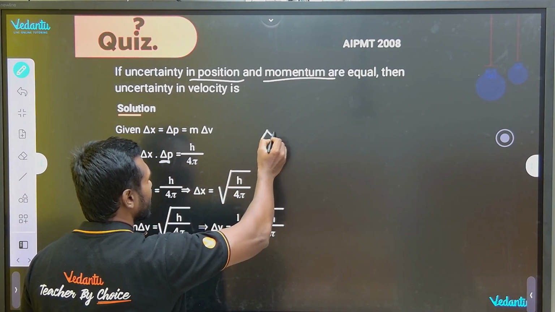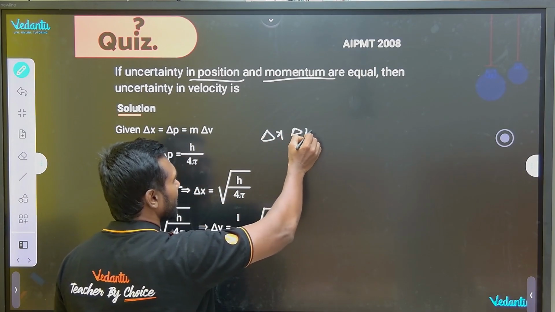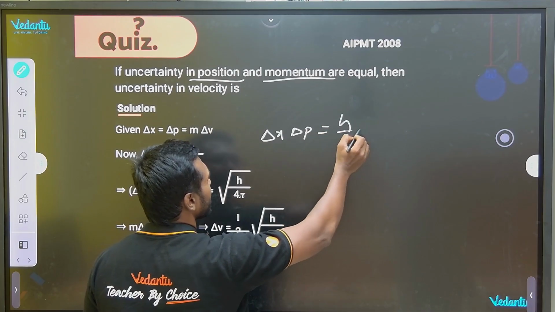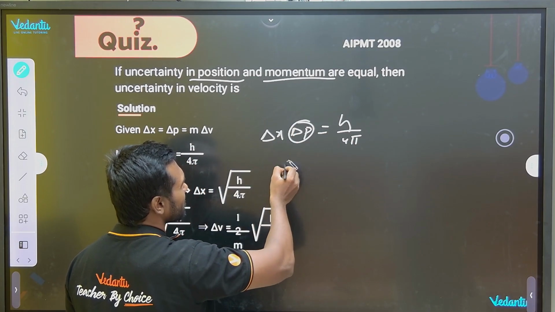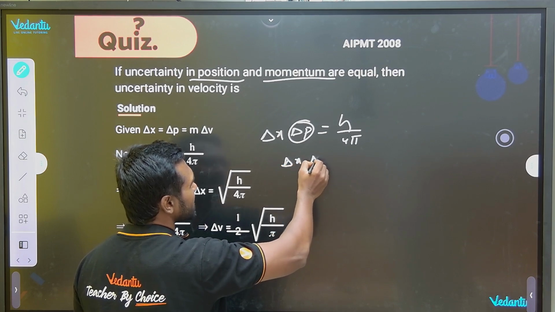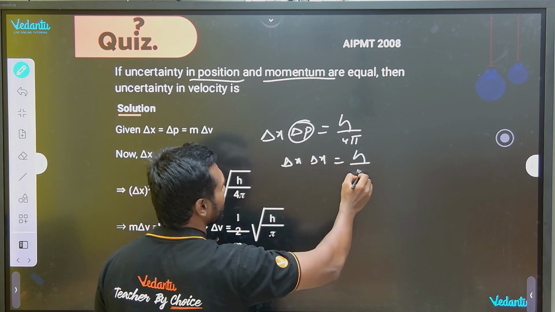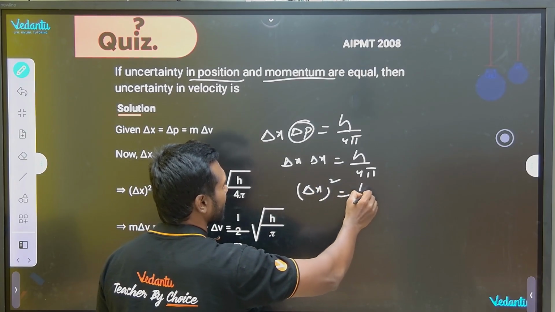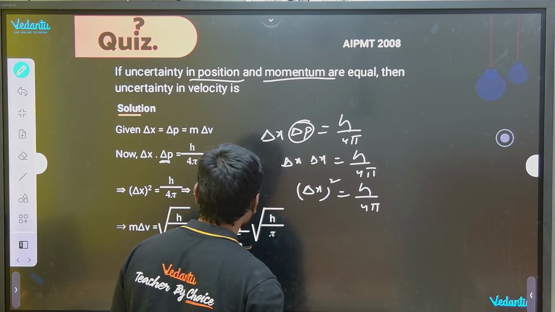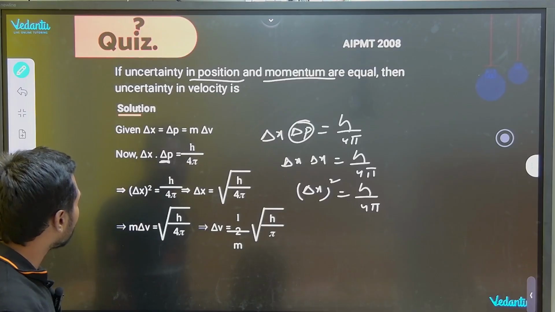So delta x we are taking and delta p we are taking, and delta x into delta p is equal to h by 4 pi. Since both are equal, here also delta x only I am taking, and delta x square is equal to h by 4 pi. So they are asking for delta x.